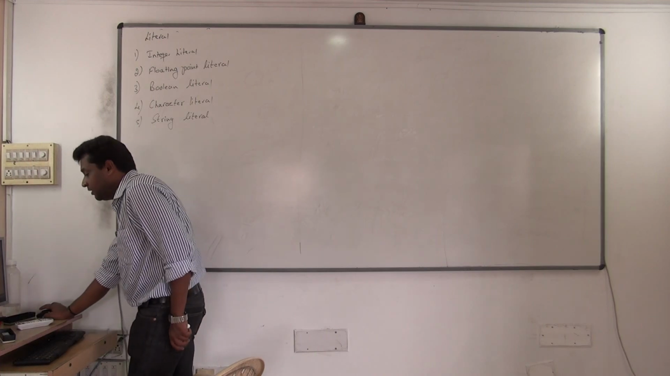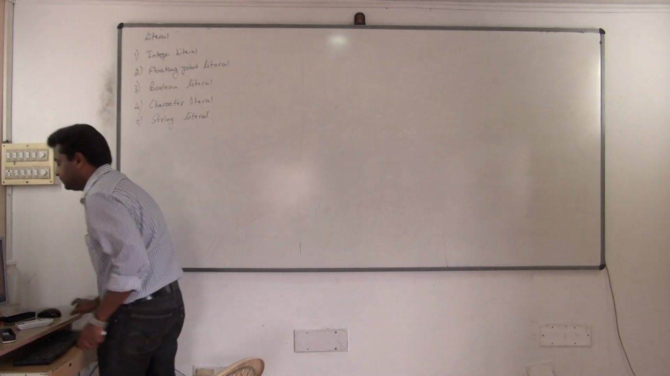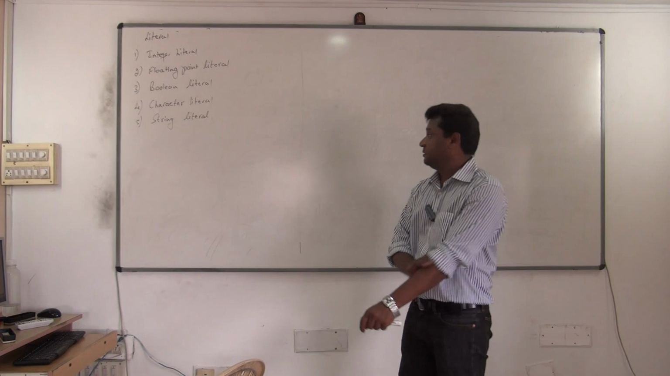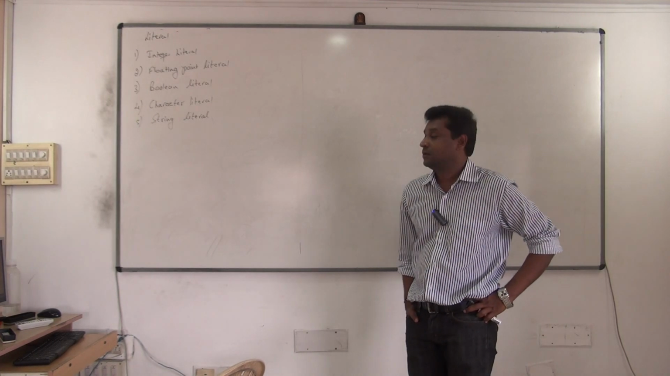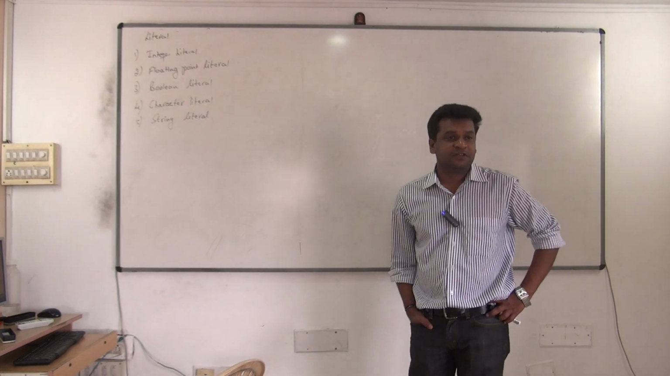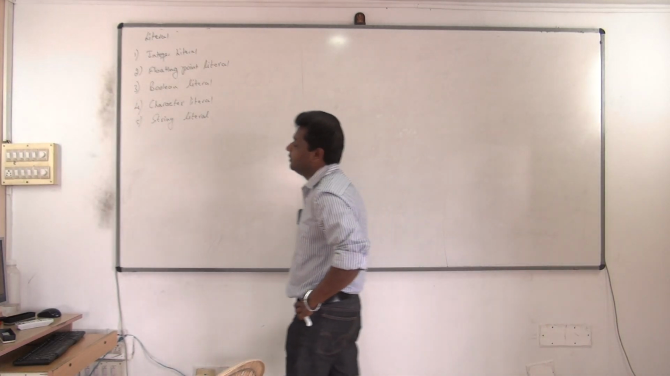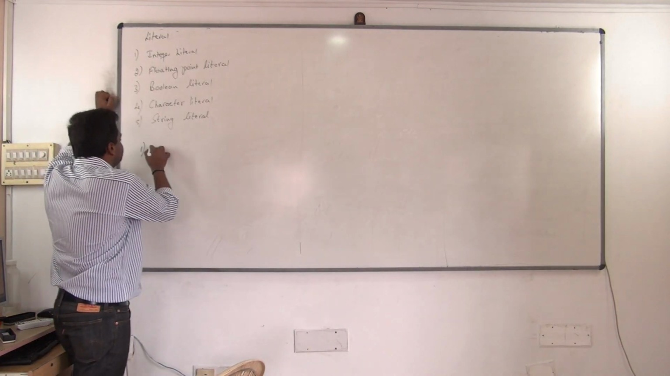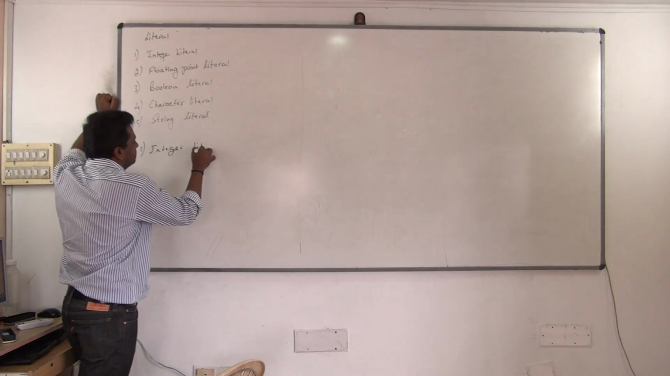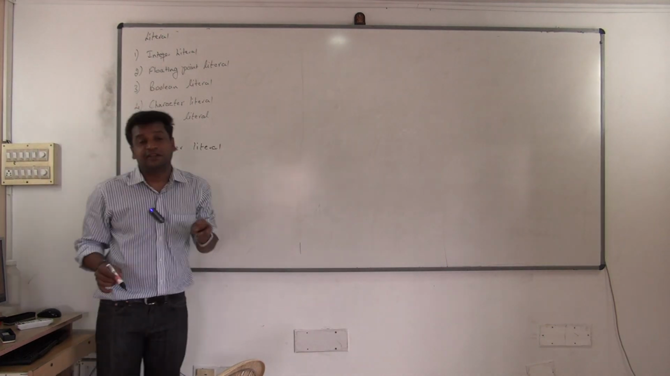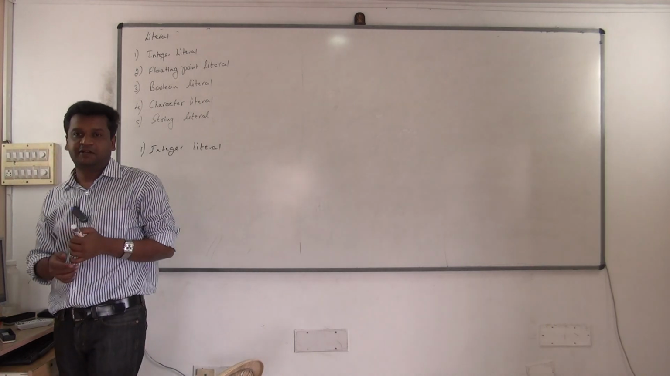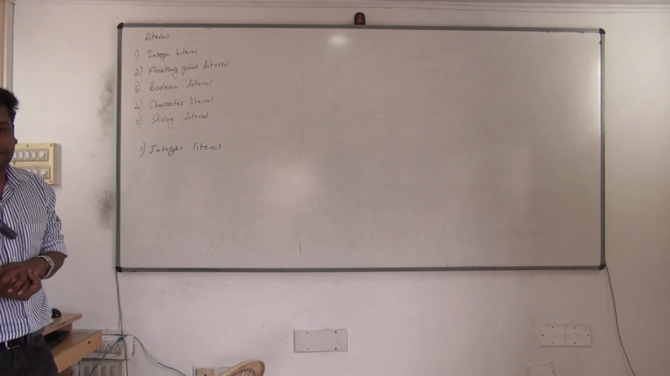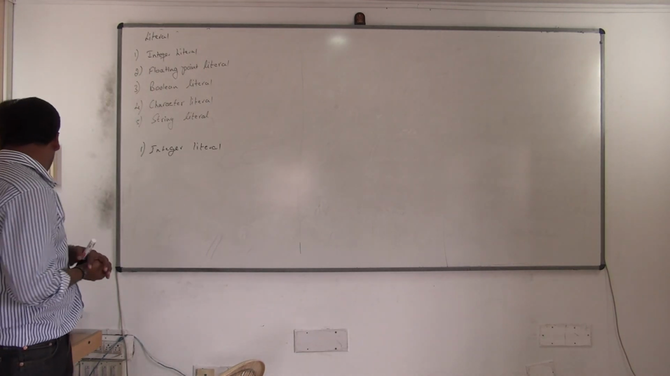Finished writing? Take the first one, integer literal. Finished? Okay, take the first one, integer literal. I am going with this integer literal. Integer literal is a collection of digits without decimal point. Fast you write. Integer literal is a collection of digits without decimal point.